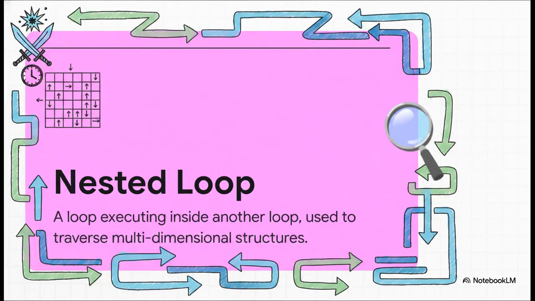Okay, so now that we know where our data lives, how do we traverse it? Well, a nested loop is exactly what it sounds like. It's simply a loop executing inside the body of another loop. It's an incredibly powerful tool, especially for multidimensional structures like 2D matrices. But I really want to give you a warning right now. Nested loops require very careful complexity analysis. They are an absolute double-edged sword when it comes to performance.